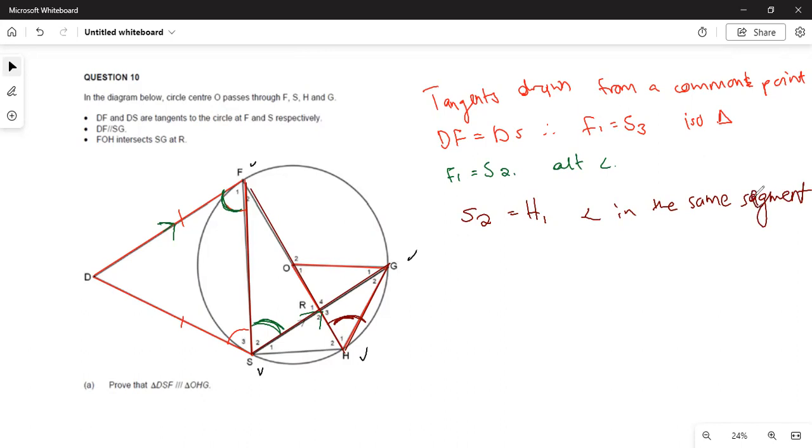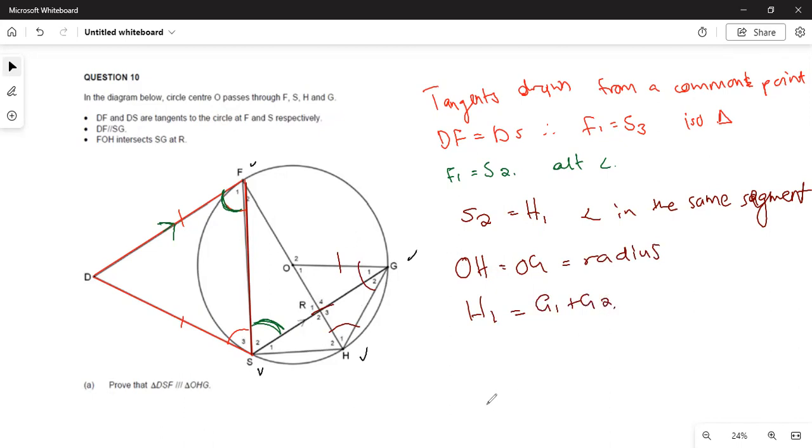Now, because the line OG and the line OH are equal to each other, the reason being that they're both radii, OH is equal to OG. That would mean then that H1 is equal to G1 plus G2. And we can see that that's also equal to F1.